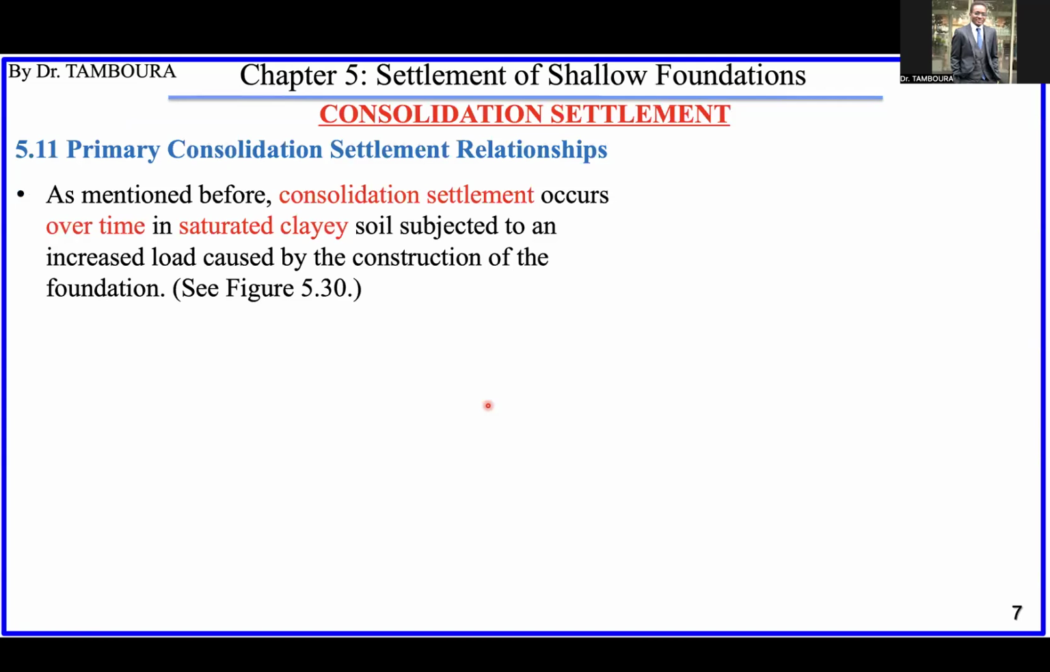I think this is just a reminder because we did everything already in chapter 1. So I recommend you go back and check what we did in chapter 1 because I'm not coming back on everything we did there. We did mention before, at the beginning of this chapter, that consolidation settlement occurs over time in saturated clay because in clay the water cannot escape easily like in sand. So it takes sometimes years before all the water can be expelled from the clay.